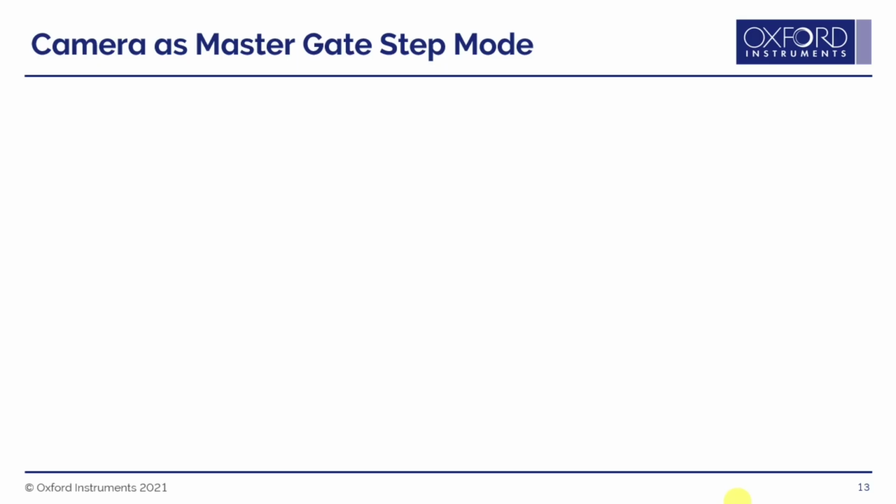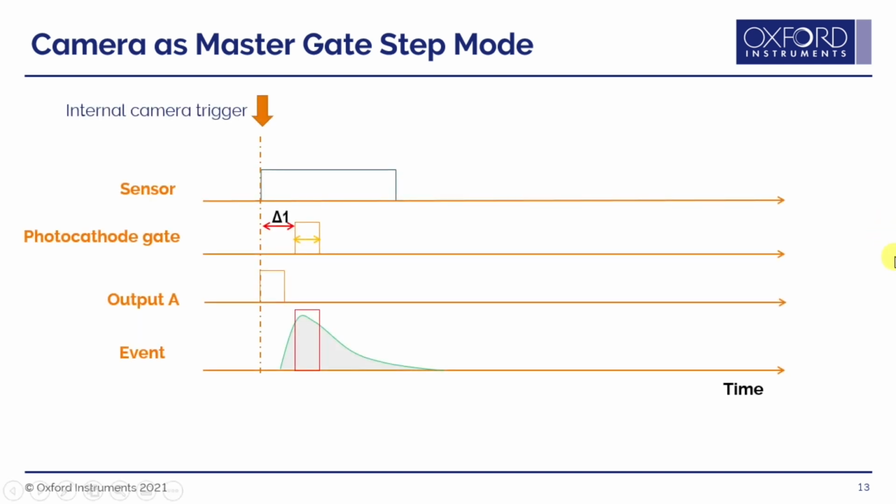So if we take a look at what kind of timing diagram we might expect in gate step mode, and conversely how this might then look in real life on an oscilloscope. In gate step mode, because the camera's the master, we have our internal trigger which sets everything in motion. We can use this internal trigger to trigger the sensor, but also to trigger an output, output A in our particular example. This output A is then used to trigger an event in time, which has maybe a decay profile or some kind of temporal element that we want to capture with multiple photocathode gate slices moving through time.